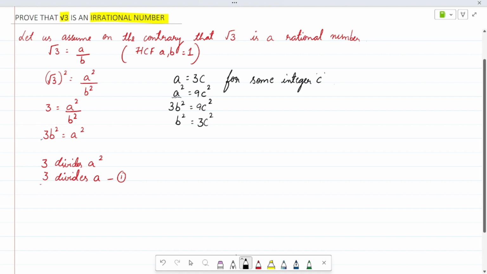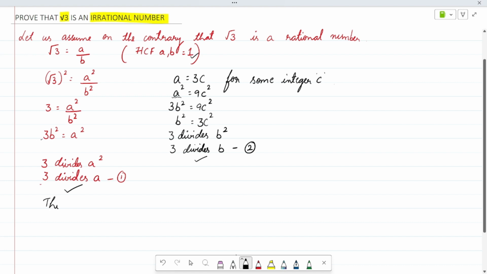What does that mean? 3 divides b squared. Yes, the most interesting fact. Which means that 3 divides b as well. So what did we come to the conclusion with? 3 divides a, 3 divides b, which means a and b have a common factor other than 1. That is 3. So since a and b have a common factor which is 3, what is happening?